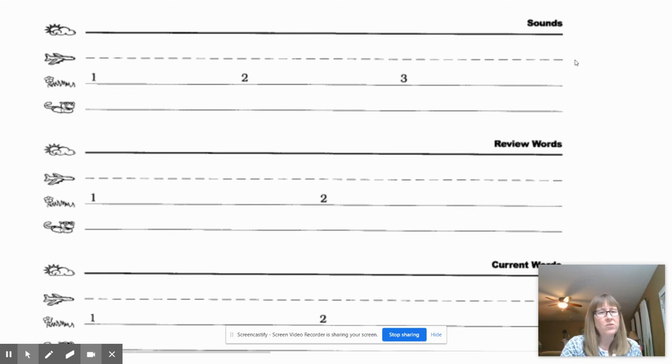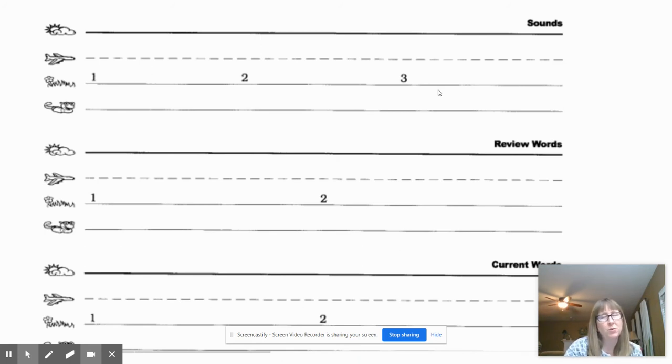Okay. So here is the first sound. I want everybody to say or. Then I want everybody to spell or and then give your teacher a thumbs up. Sound number two is R. R. Spell the sound R and then give your teacher a thumbs up. And sound three is ch, ch. Everybody say ch. Give your teacher a thumbs up once you have it written.